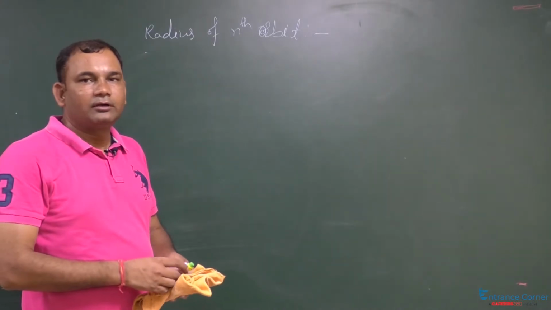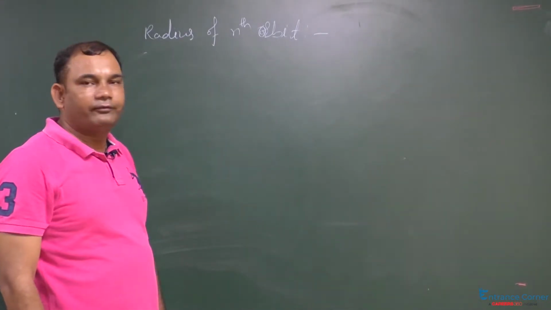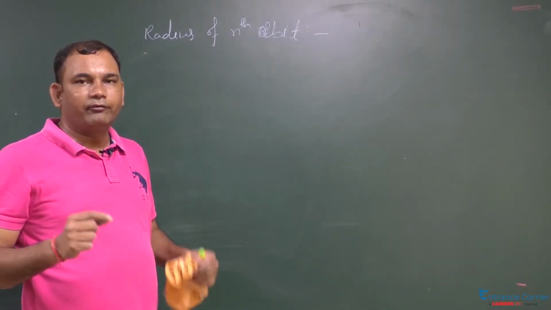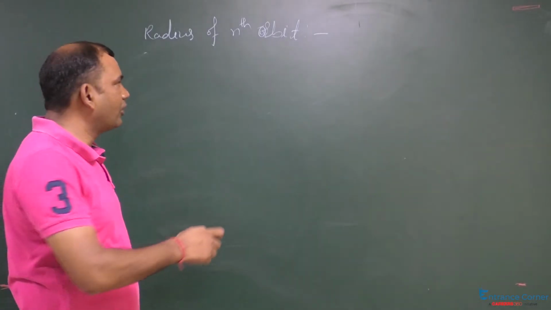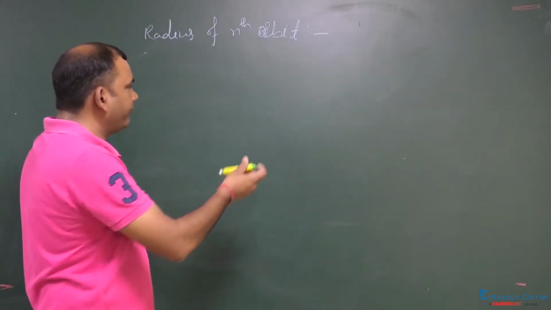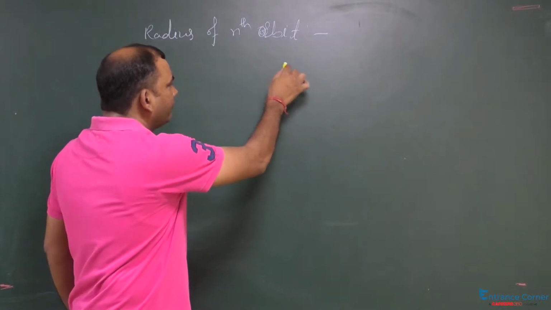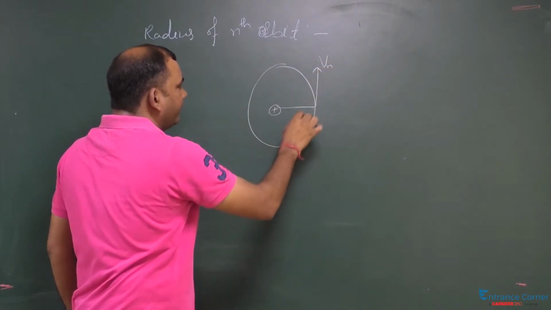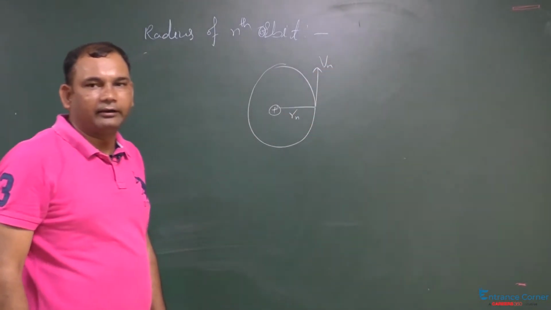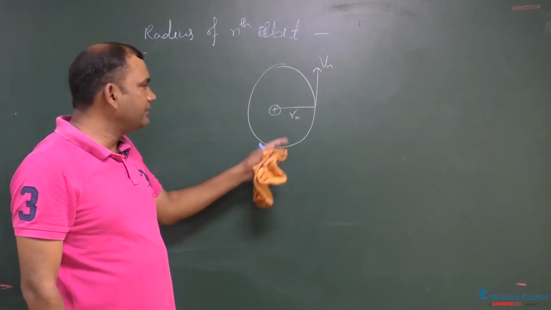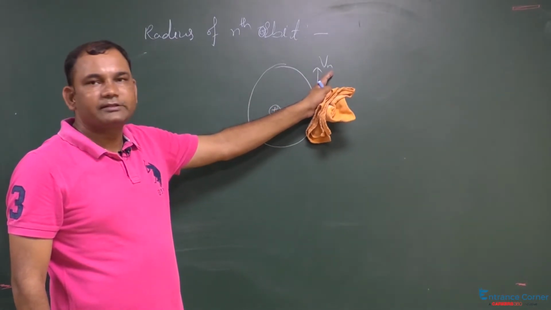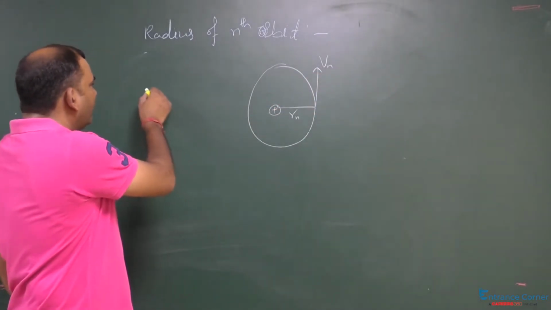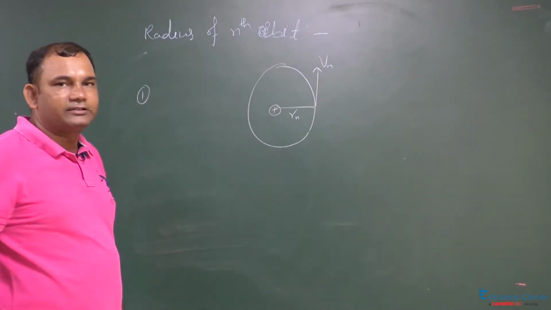Hello students, today's topic is radius of nth orbit. What must be the radius of electron when it is revolving in nth orbit? So, we know that when an electron revolves around the nucleus with some speed Vn and in the radius Rn. Rn means it is the radius of nth orbit and Vn means it is the speed of nth orbit. Now, what is Bohr's quantization principle?